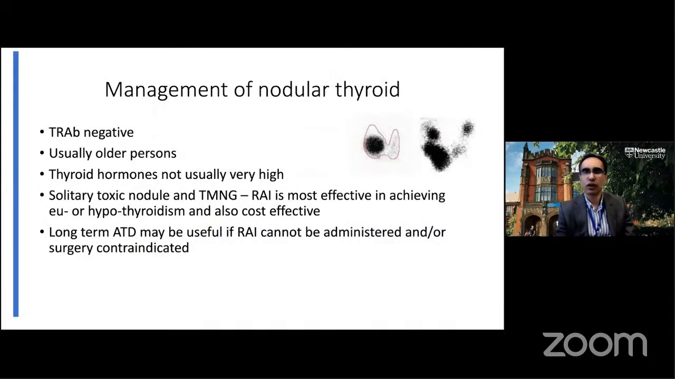So what about moving on to nodular thyroid? The diagnosis tends to be made both by the fact that they are usually TRAB negative, and if you do an uptake scan, either using radioactive iodine or technetium, it's got this typical picture. So on the right-hand side, you'll see a toxic multinodular thyroid, and on the left-hand side, you'll see a solitary toxic nodule, usually seen in older people compared to Graves. But again, I stress that age by itself shouldn't be the deciding factor as to the underlying etiology. Thyroid hormones tend to be not as high as Graves' disease, but can be very high occasionally. And in these patients, radioactive iodine is most effective in achieving either euthyroidism or hypothyroidism, and is also cost effective in these patients. Long-term antithyroid drug may be considered if radioactive iodine cannot be administered, or if surgery is contraindicated in the group of patients.